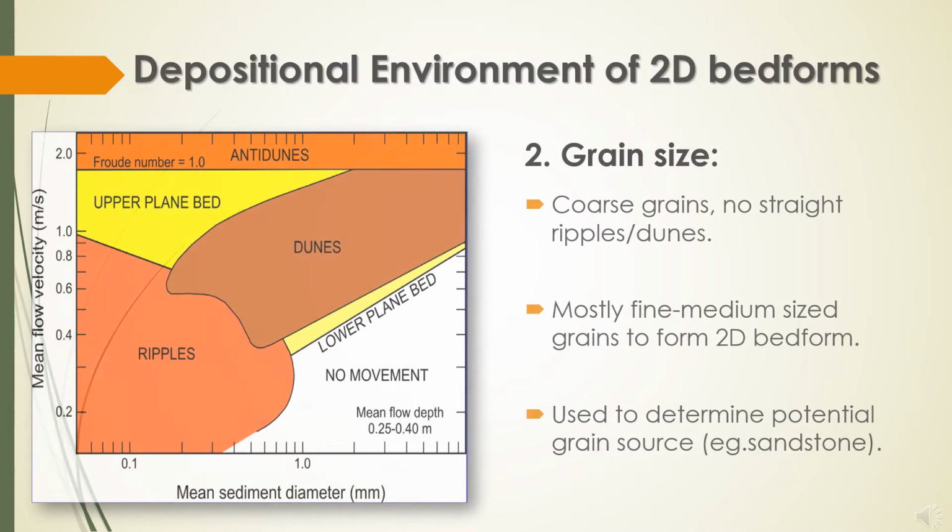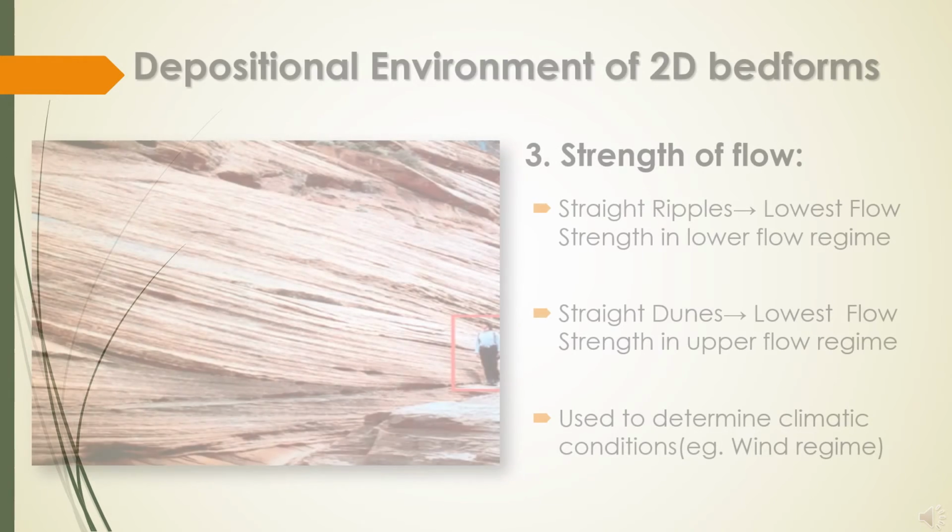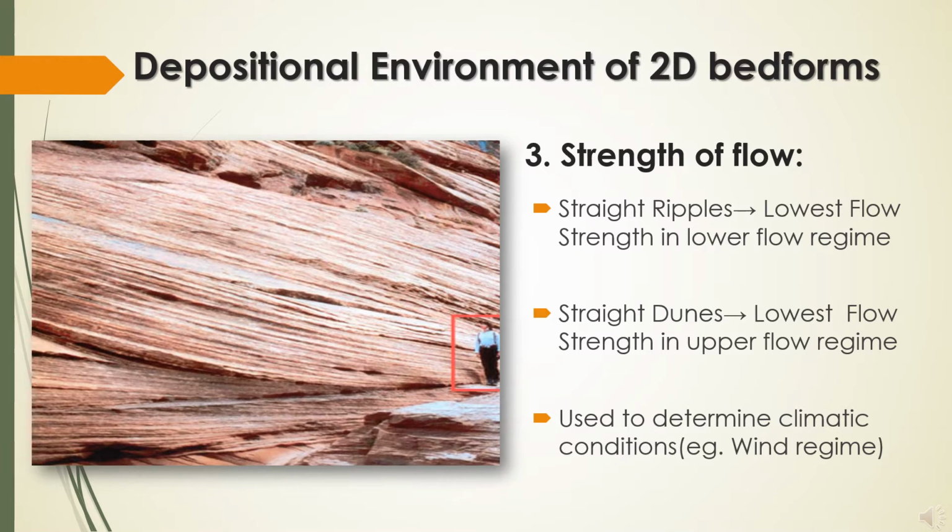The second information obtained is the grain size. As we can see from this graph, fine grains and low flow velocity are required to form straight crested ripples, whereas medium-sized grains and higher velocity are needed to form straight dunes. Therefore, we can conclude that fine to medium-sized grains are responsible for forming a 2D bedform. Information on grain size can be used to determine potential grain source. As an example, sandstone with fine to medium grain size is the most common source in forming 2D bedforms in fluvial settings.